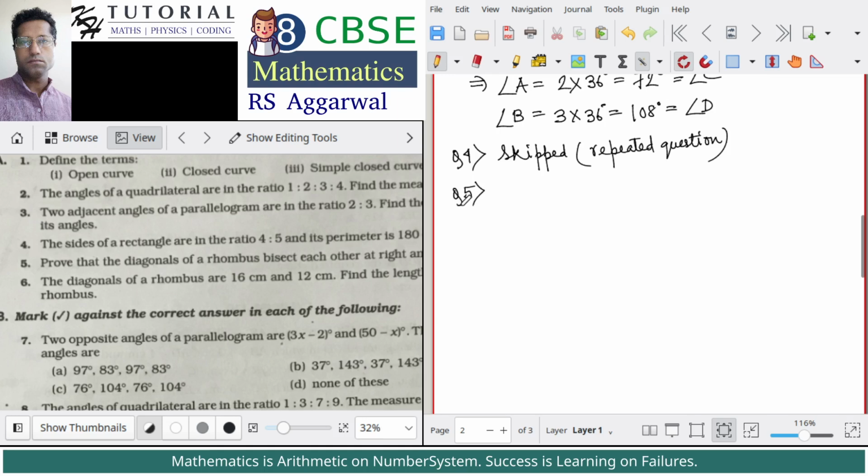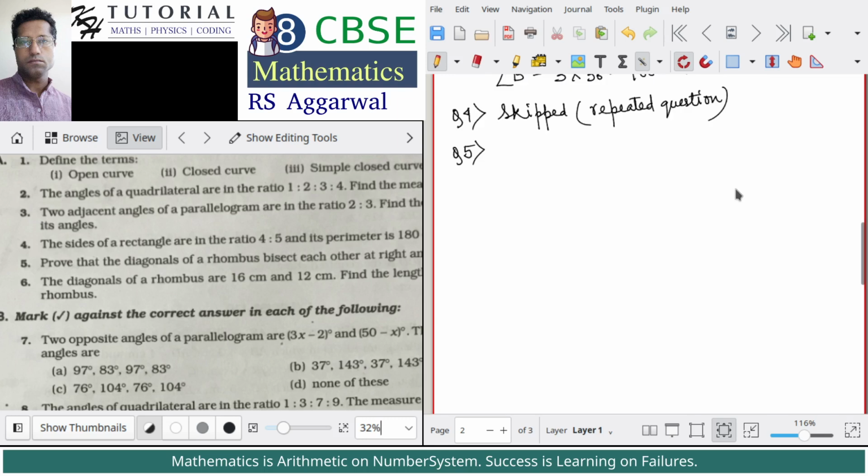Question number 5. Prove that the diagonals of a rhombus bisect each other at right angles. Okay, so this will be a little tedious work. We have to prove that the diagonals of a rhombus bisect each other at right angles. So we know that a rhombus is a parallelogram where all the sides are equal. So let's quickly draw a rhombus. These two are equal. It's a parallelogram where all the sides are equal. So let's say ABCD.